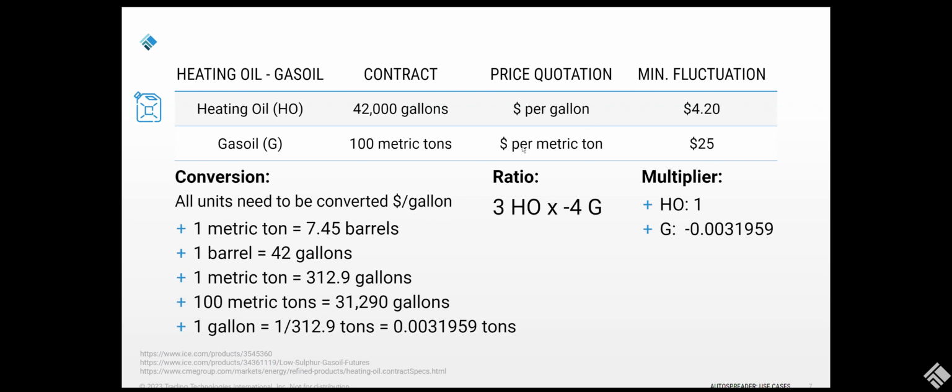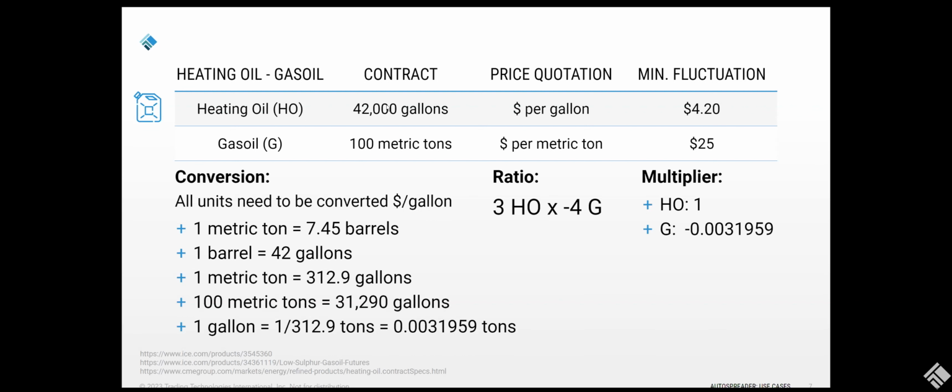Like we said, gas oil is in dollars per metric ton. So we have 1 metric ton, which is going to equal 7.45 barrels. And each barrel is going to have 42 gallons. When we multiply those, we're going to have 312.9 gallons per metric ton. So in order to get the quantity in gallon equivalents, line 4 here is going to be 100 metric tons. Well, it's going to be 100 times 312.9 gallons. That gives us 31,290 gallons. So that is the underlying contract size in gallons.